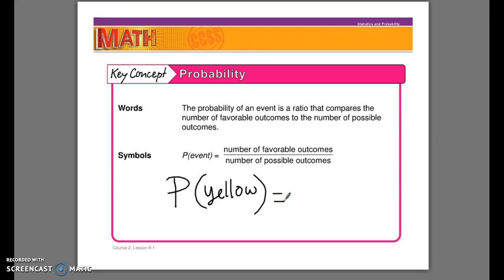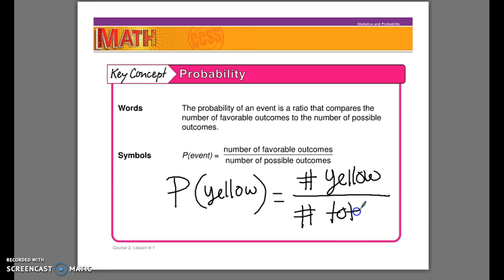How we find that is we write the number of favorable, or in our case, the number of yellow marbles, over the number of total marbles. Okay, and then we could use that fraction and change it into a decimal and then into a percent. So that is the equation that we are going to use, the number of favorable over the number of total outcomes.